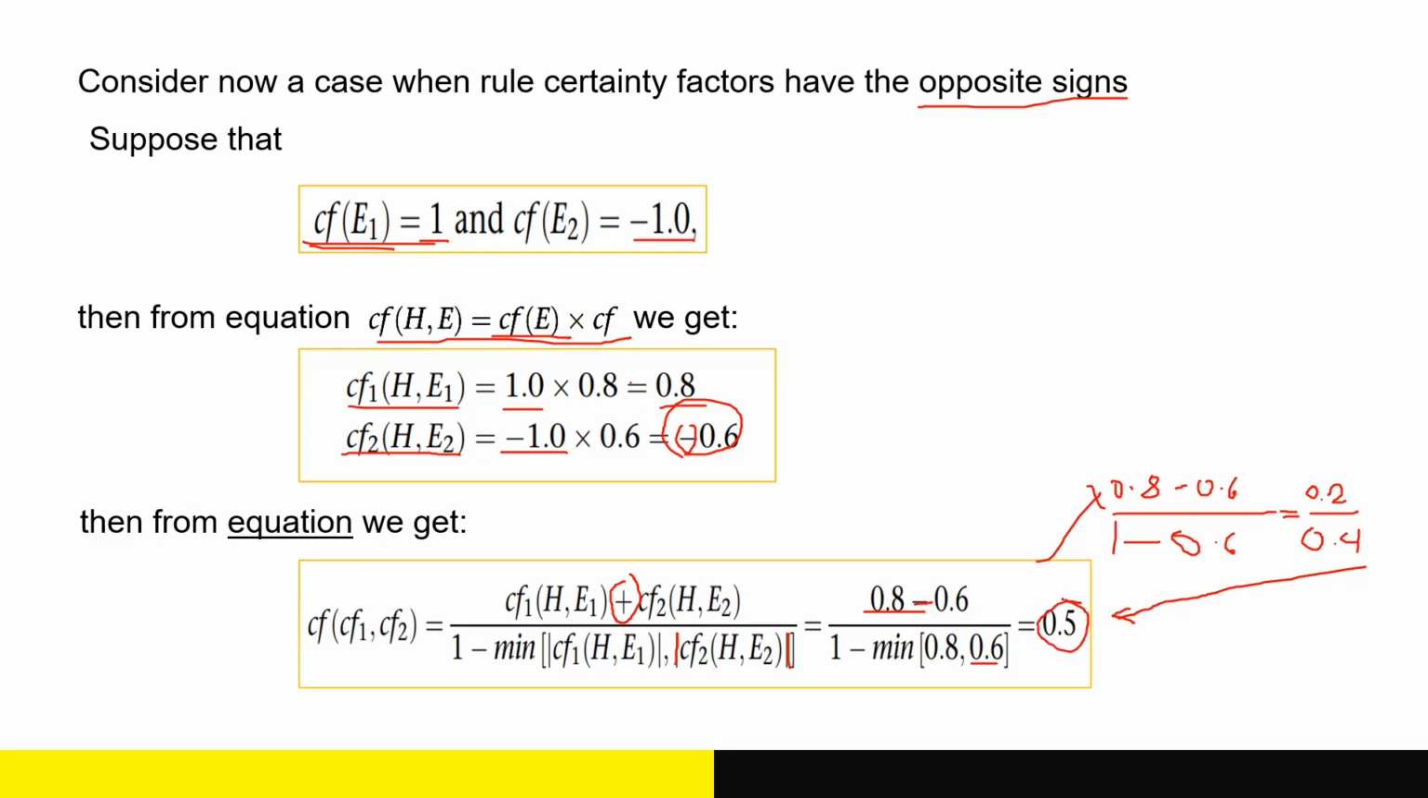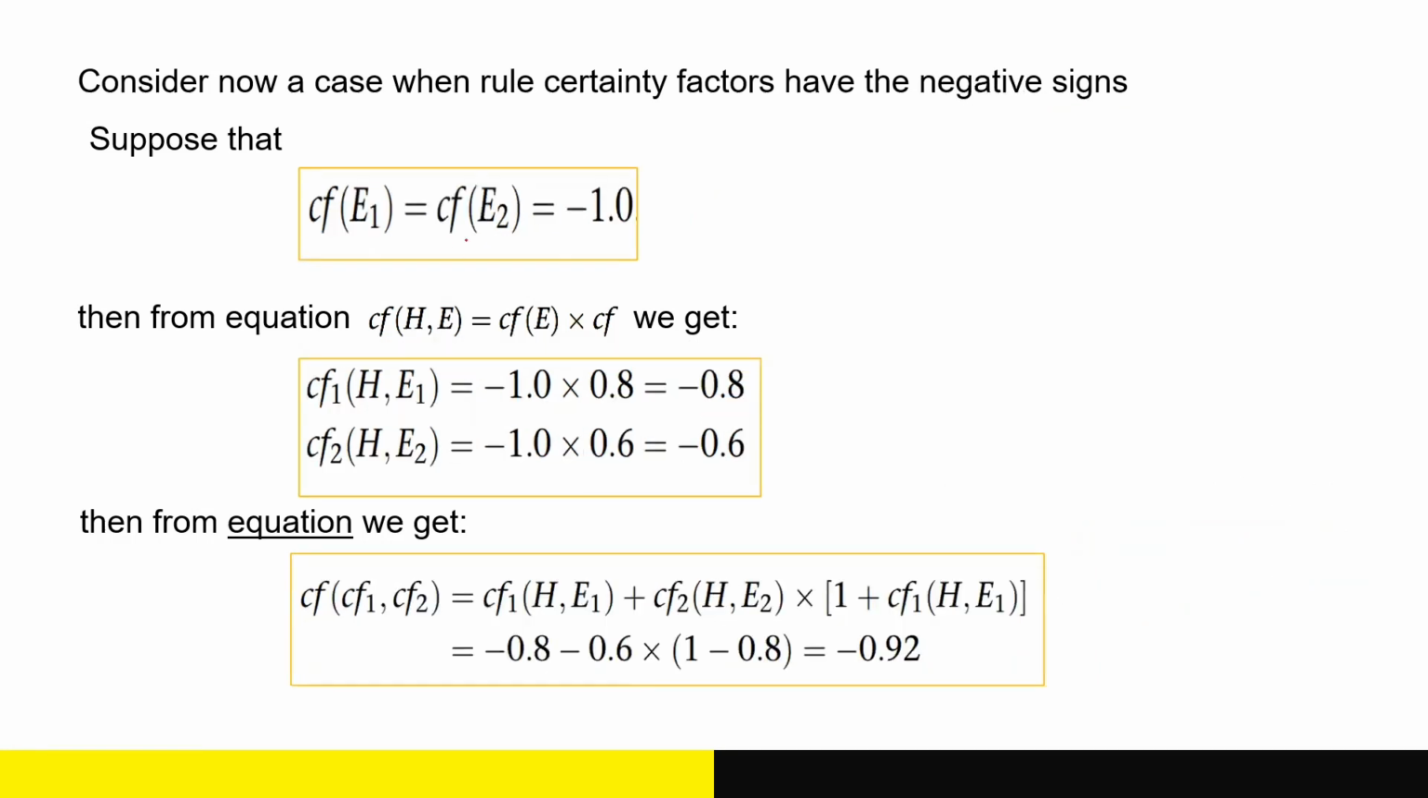So we have 0.5, and it shows a combination where the net belief is obtained when one rule, rule 1, confirms the hypothesis, but another rule, rule 2, discounts it. So we will now consider a case when the rule certainty factors have the negative sign. Suppose that the certainty factors of evidence 1 and evidence 2 are negative. Then, from the equation, certainty factor 1, hypothesis given evidence 1.